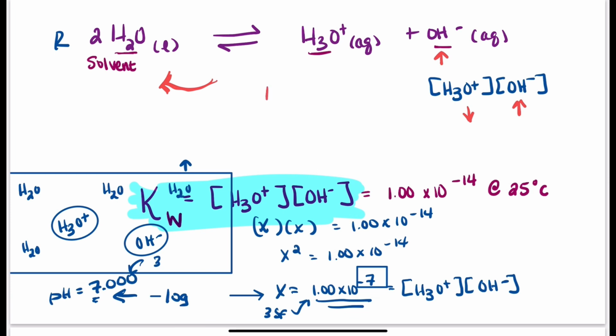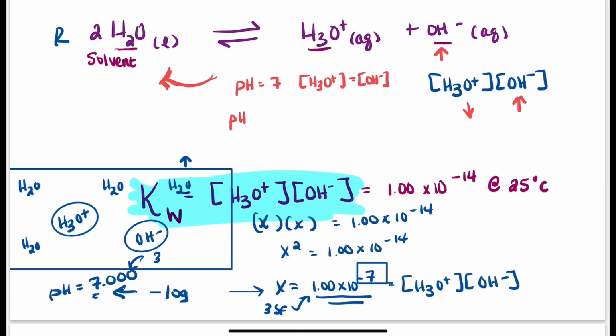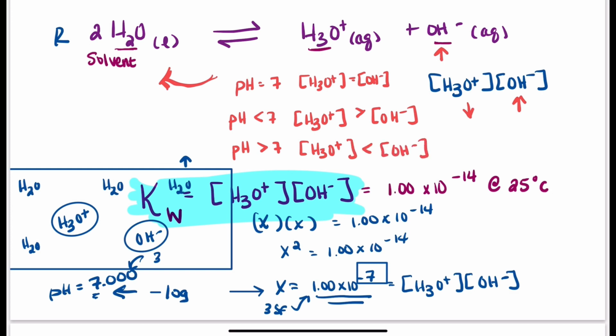And so if I am at a pH of 7, the hydronium concentration equals hydroxide concentration. If I am at a pH less than 7, my hydronium concentration is greater than my hydroxide concentration. And if I am at a pH greater than 7, my hydronium concentration is less than my hydroxide concentration. But they are interrelated to each other. They're inversely proportional to each other because it's all based in water.